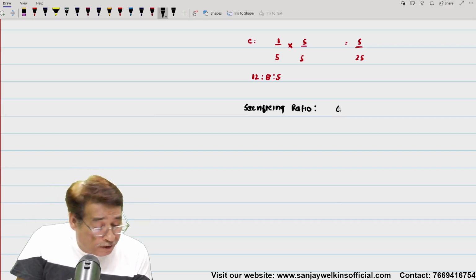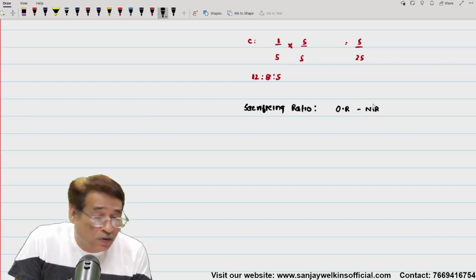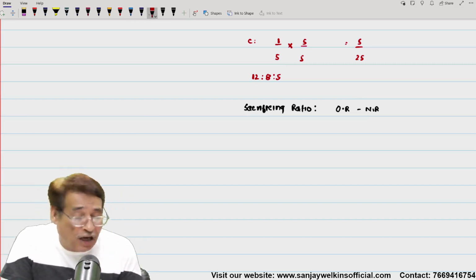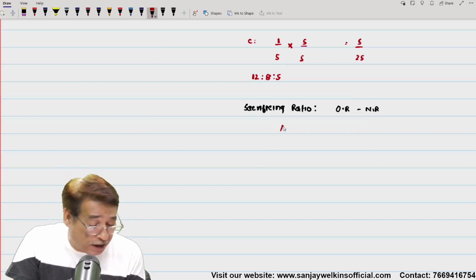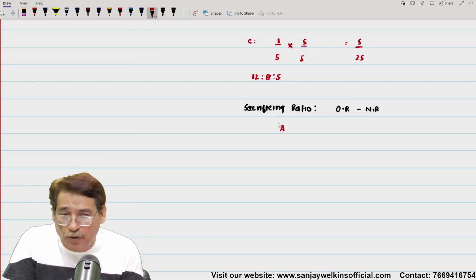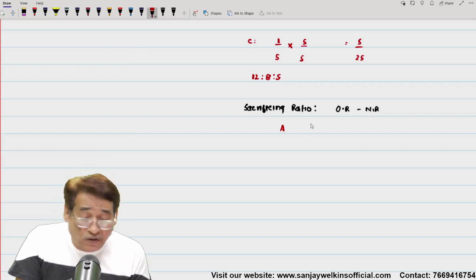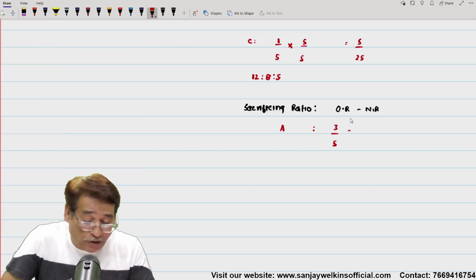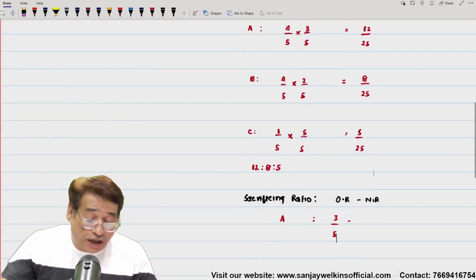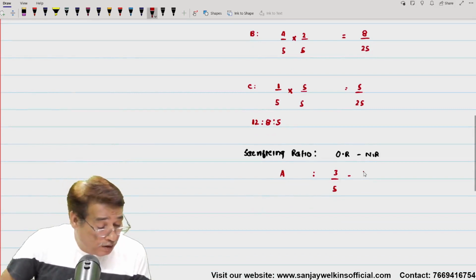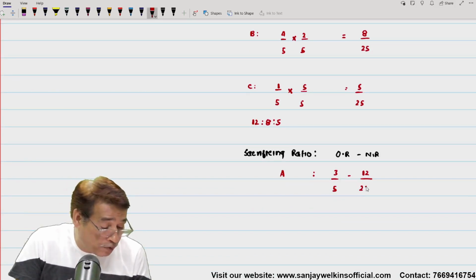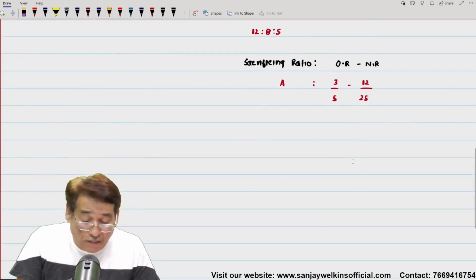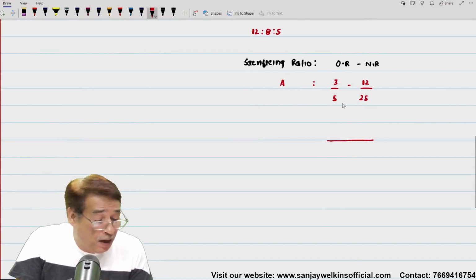In order to compute the sacrificing ratio, what I will have to do is from their old ratio, subtract their new ratio. Suppose in this particular question, I ask you, what is the sacrificing ratio of A? As you know, sacrificing ratio is always computed in the context of the existing partner or old partner, you may say so. Now, the old profit sharing ratio of A was 3 by 5, and the new profit sharing ratio, which we just computed, was 12 by 25. Correct? So I will subtract 12 by 25 from 3 by 5 to know the amount sacrificed by A.